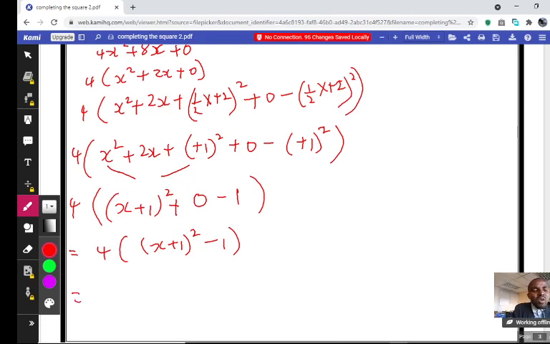Now multiply by 4. You say 4 times x plus 1 squared, minus 4. So this one will be your final answer. Please take note. You don't multiply saying 4 times x, 4 times 1. No. You don't do it like that. You just put the number outside this bracket with a square. That's what I've done here. So please take note of that.